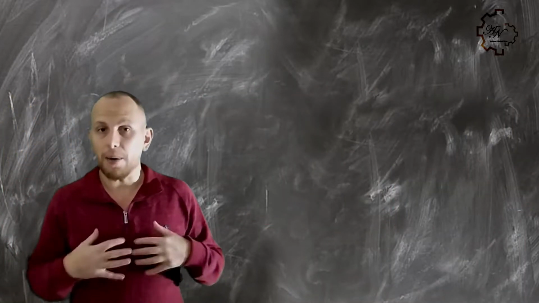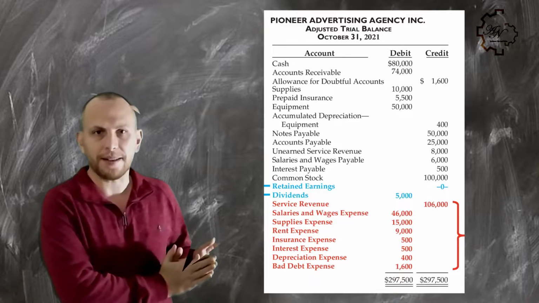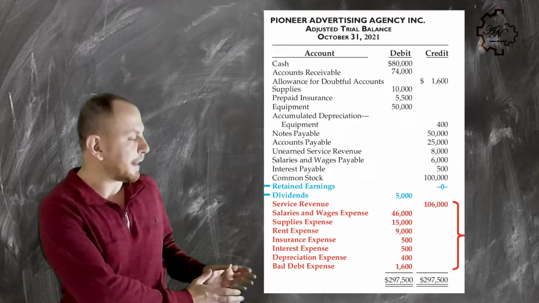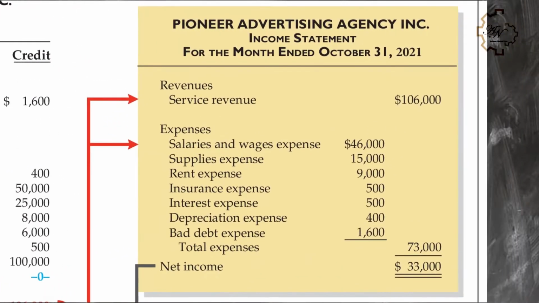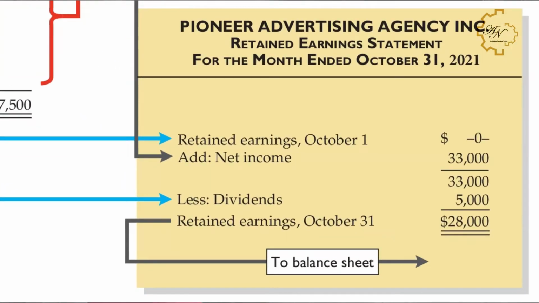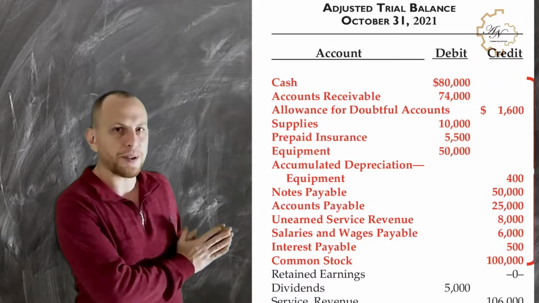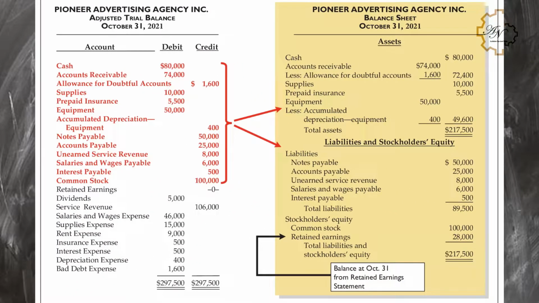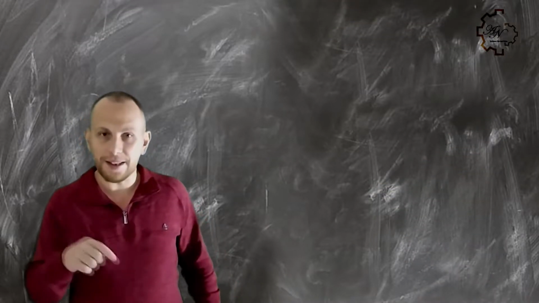If we go back to our example in the previous video, we can see here an adjusted trial balance. Here we can see all revenue and expense accounts, which are transferred into the income statement. Retained earnings and dividends will be transferred to the retained earnings statement. The retained earnings at the end of the period will be transferred to the balance sheet. Here we can see all assets, liabilities, and equity accounts, which will be transferred into the balance sheet. Still a bit unclear? Don't worry, we have an example at the end of this video.